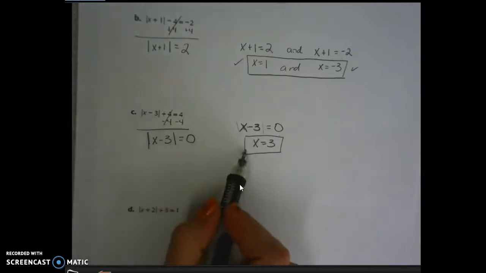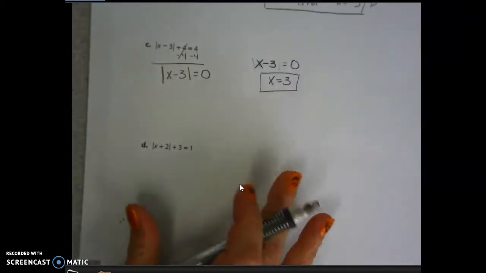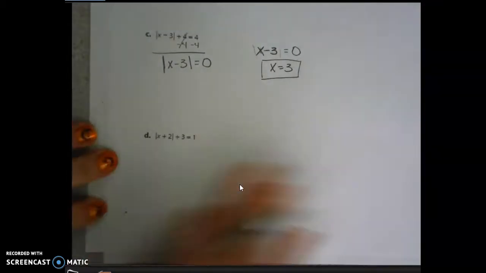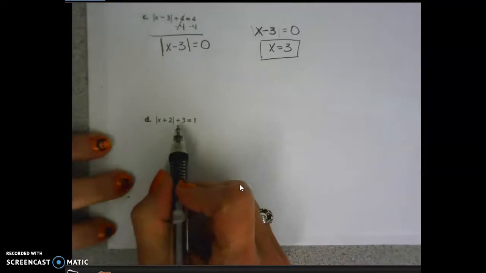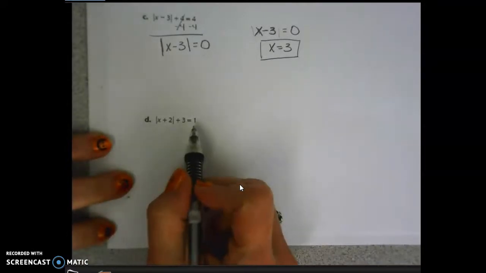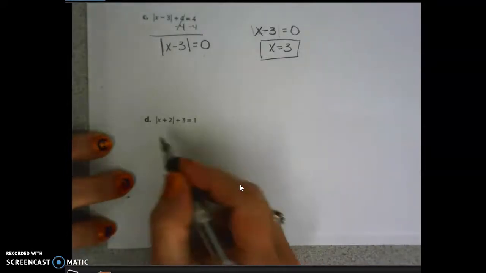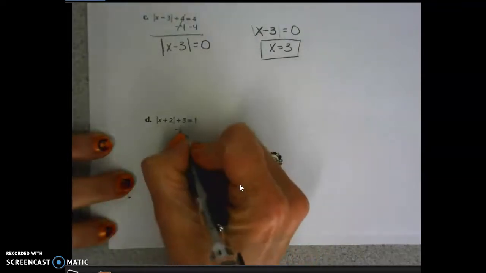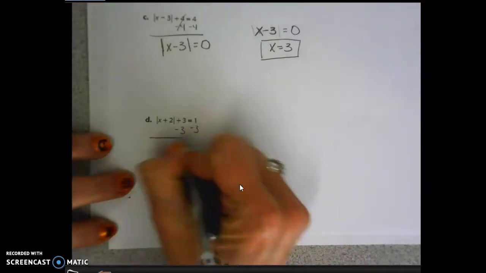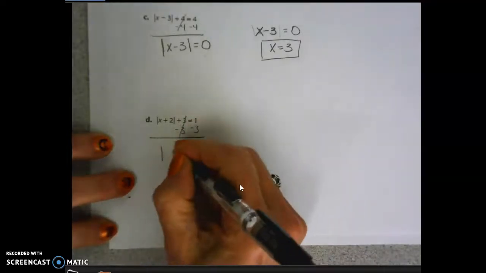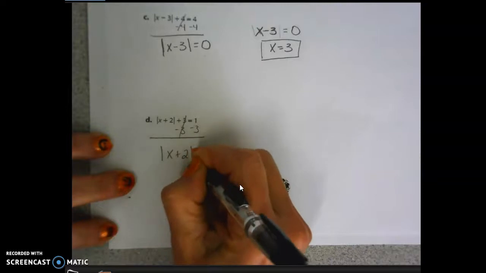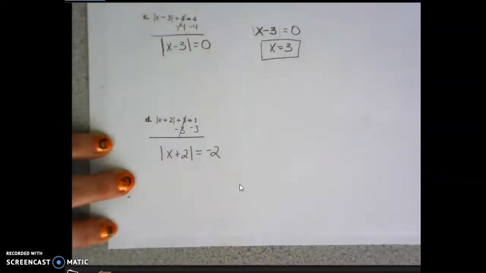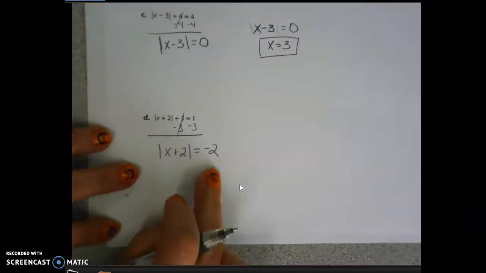If it is 0, you'll have one solution. And then finally, this last case. Here I've got the absolute value of x plus 2, then add 3, and that should equal 1. So again, our goal is to isolate the absolute value. That's easy enough with some algebra. We'll just subtract 3 from both sides. So I get the absolute value of x plus 2 equals 1 minus 3, negative 2. So this time I got a negative on this side.